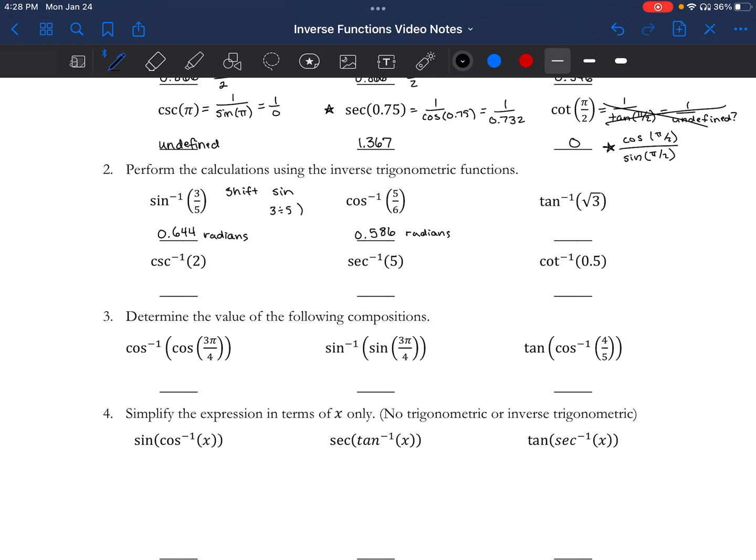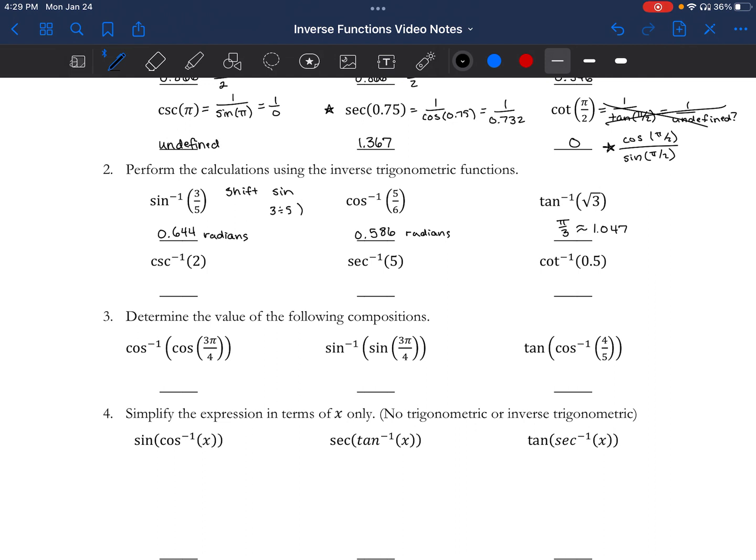Now, this next one actually should have a pretty decent answer. Let's see, shift tangent of the square root of 3. And the answer that my calculator gives me is actually pi over 3 radians, which again would be one of those unit circle values, but yours might give you 1.047. They're the same thing.